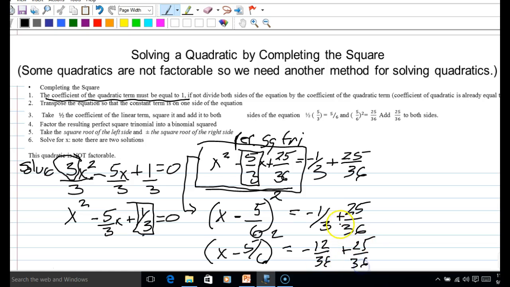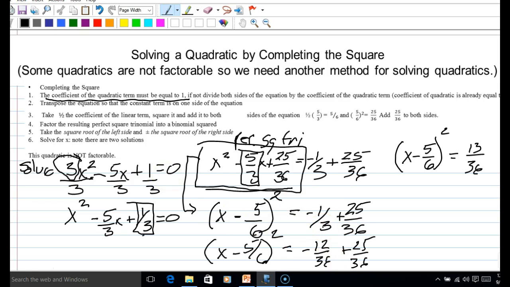In order to add fractions, you have to have a common denominator. The common denominator is 36. 3 goes in 36 12 times, and 12 times the minus 1 is the minus 12. So again, that gives me the quantity x minus 5/6 squared. And now that I have like denominators, simply add the numerators, and that gives me 13/36. So I factored the resulting perfect square into a binomial squared here, and I simplified the right side.